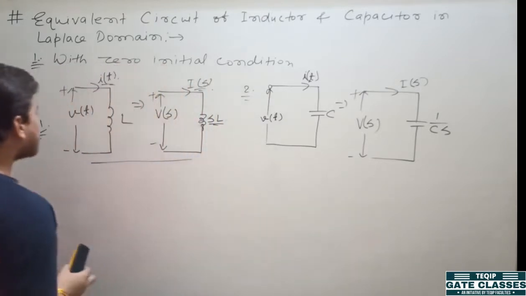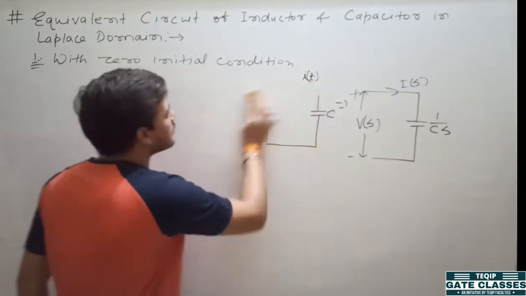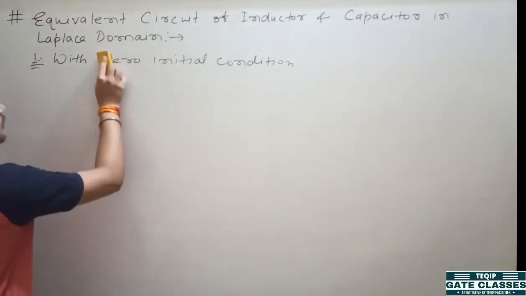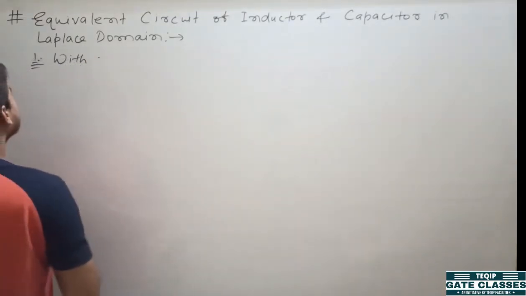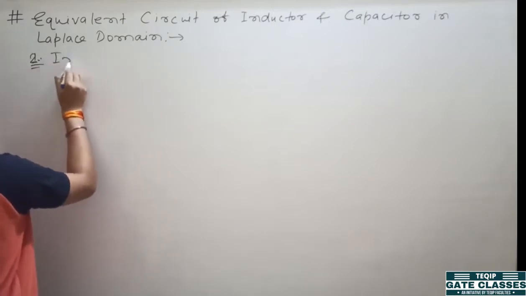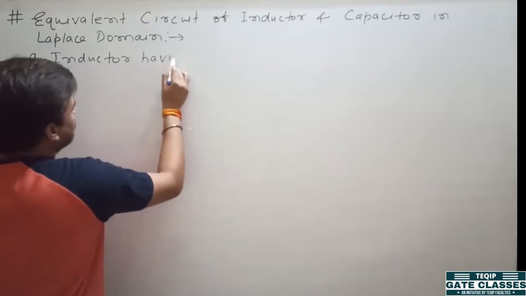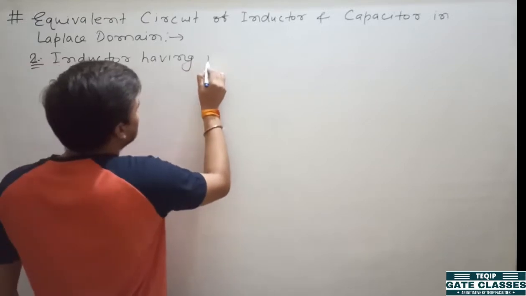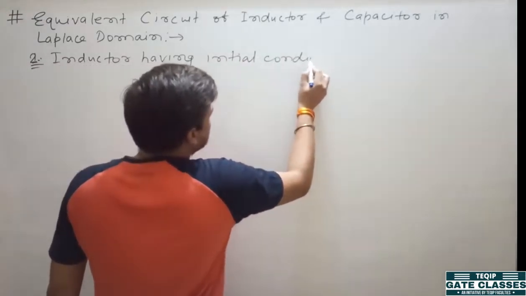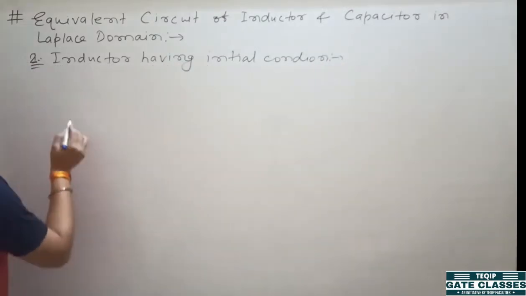Now we'll have the inductors and capacitors having some initial conditions. So let us see how to write the circuit for inductor and capacitor having initial conditions. Now we are writing for inductor having initial condition. That means the circuit is not relaxed.